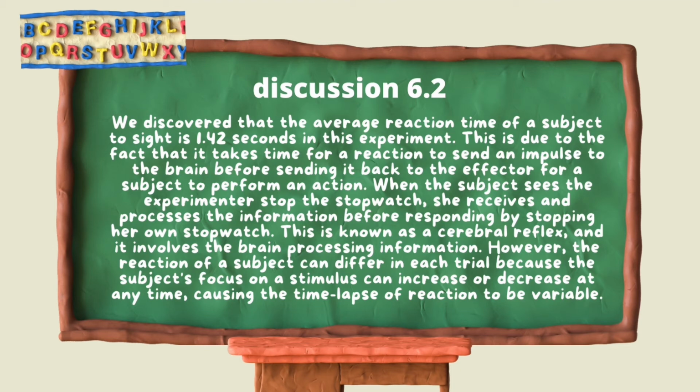When the subject sees the experimenter stop the stopwatch, she receives the signal and processes the information before responding by stopping her own stopwatch. This is known as a cerebral reflex, and it involves the brain processing information. However, the reaction of a subject can differ in each trial because the subject's focus on a stimulus can increase or decrease at any time, causing the time lapse of a reaction to become a variable.